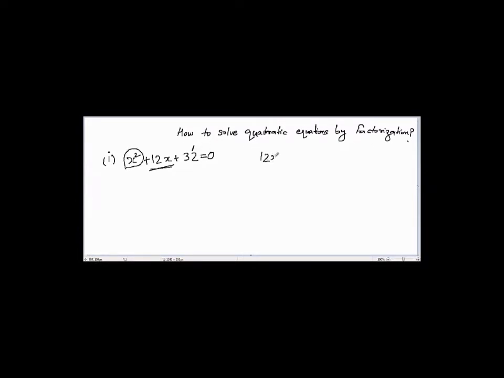Okay, let's say we can split 12x into a number of ways. For example, I can write 12x is equal to 11x plus x, and I can also write 12x as 10x plus 2x, and I can also write 9x plus 3x, and I can also write 8x plus 4x. I can also write 7x plus 5x.